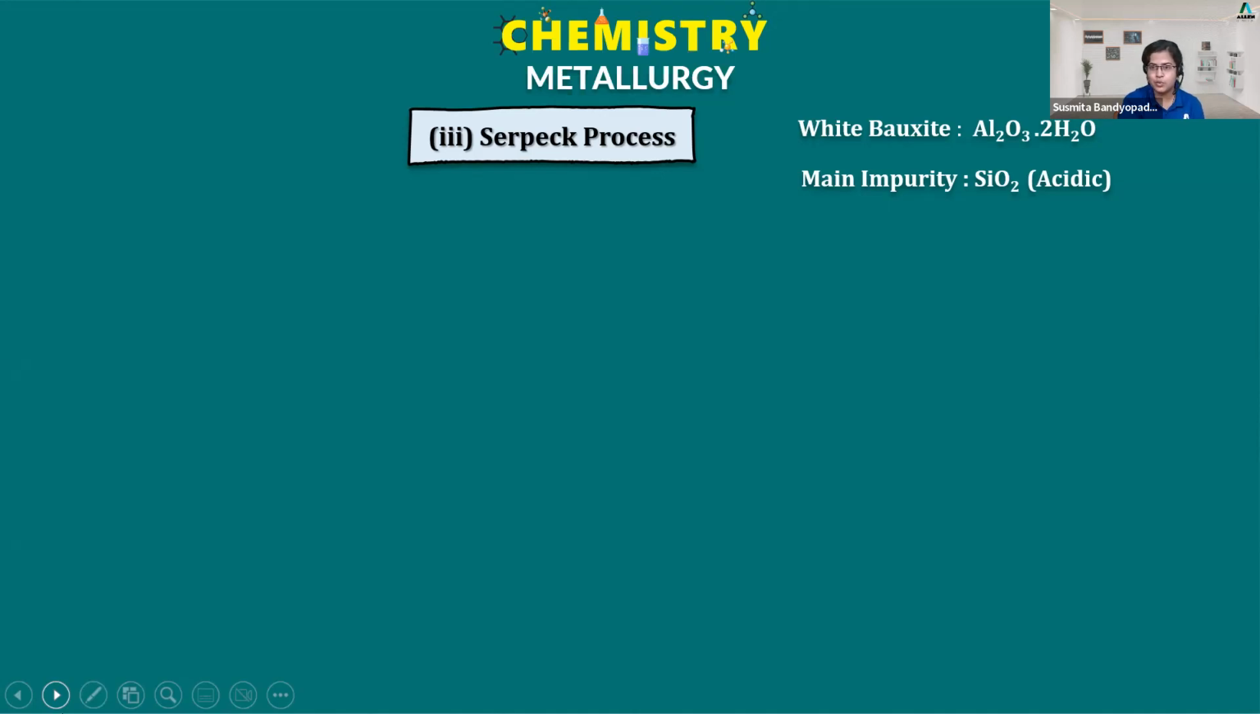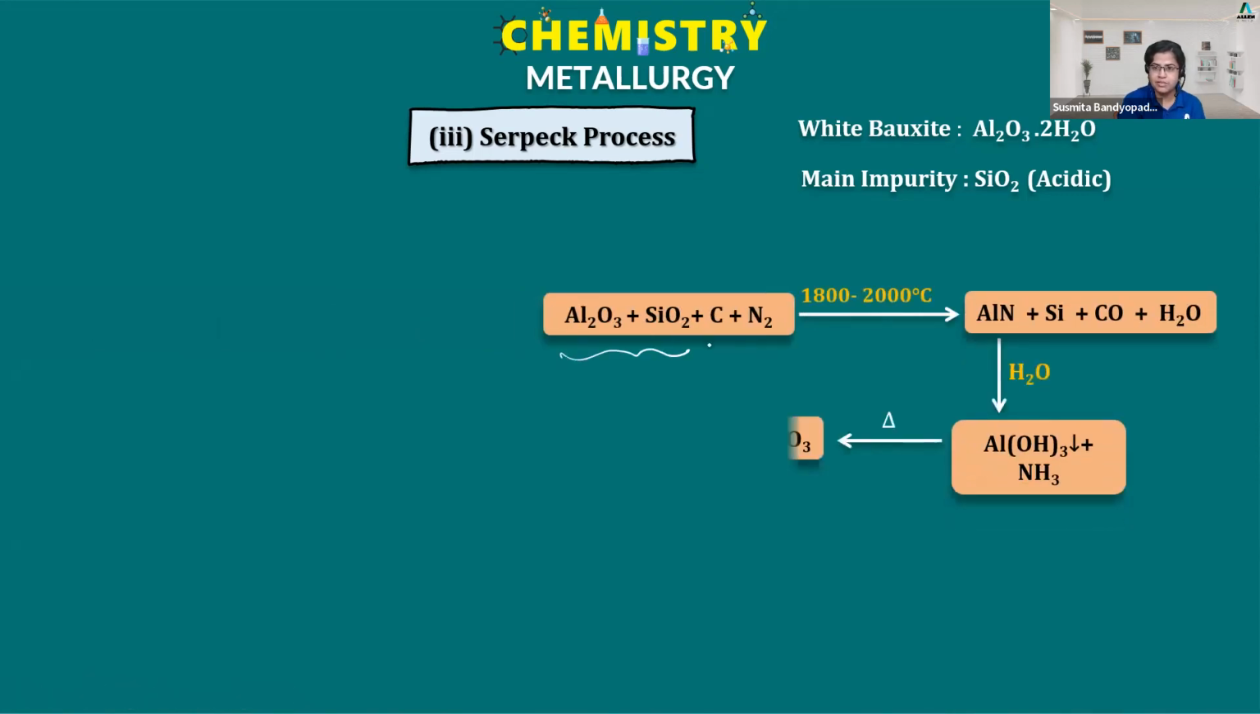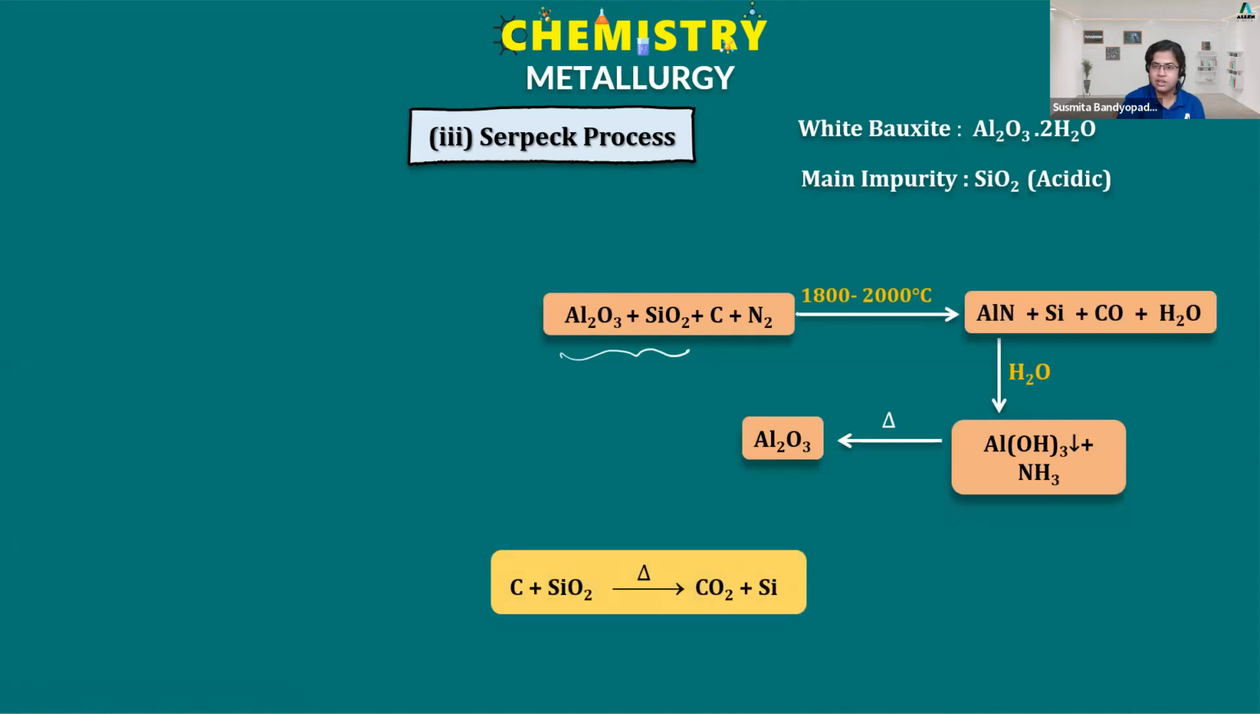Serpex process removes SiO2. What we do, we take the impure ore, take coke, and in a stream of nitrogen we supply very high temperature. So we mix the impure ore with coke, in an atmosphere of nitrogen, and heat it very strongly. The silicon here gets reduced. Coke or carbon is a reducing agent. SiO2 is reduced to Si. Volatile impurity gone. Otherwise, we would remove it by filtration, but silicon vapors will be formed at that high temperature, gone.